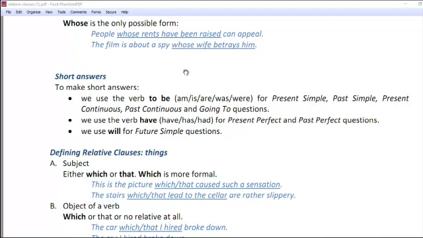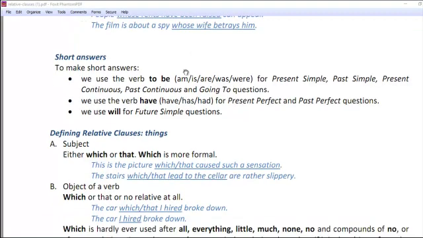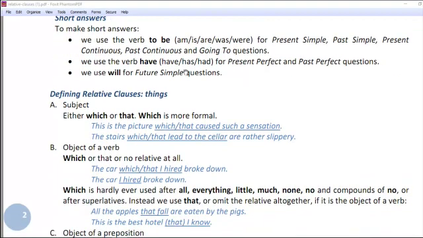Okay. Defining relative clause, things. For a subject, we can use which or that, and which is more formal. This is the picture which or that caused such a sensation. So we use which or that. The stairs which or that lead to the cellar are rather slippery. So we can use either which or that.